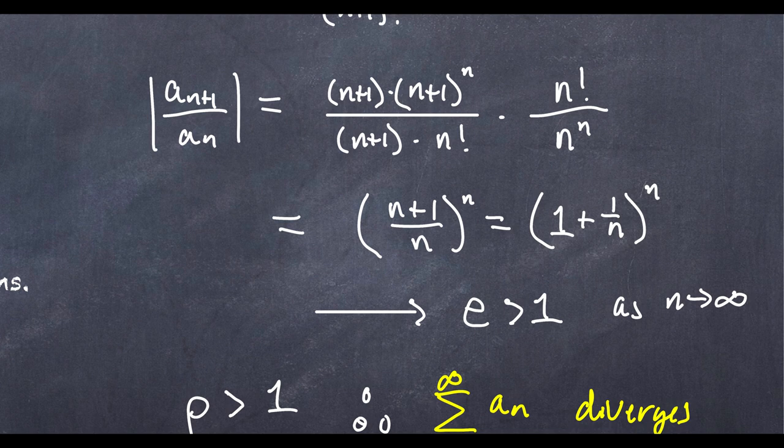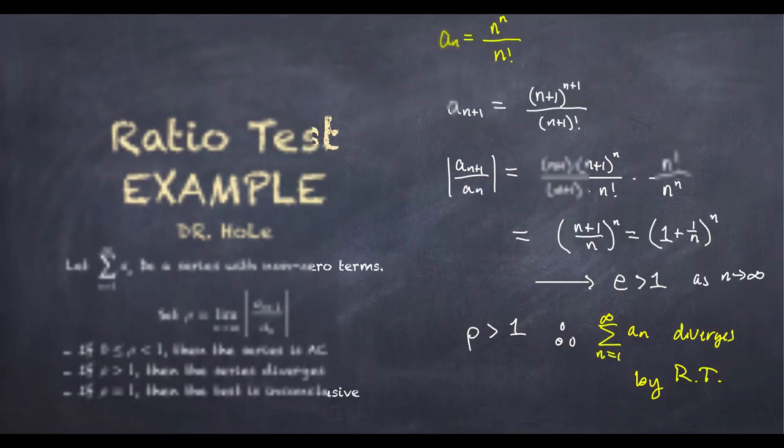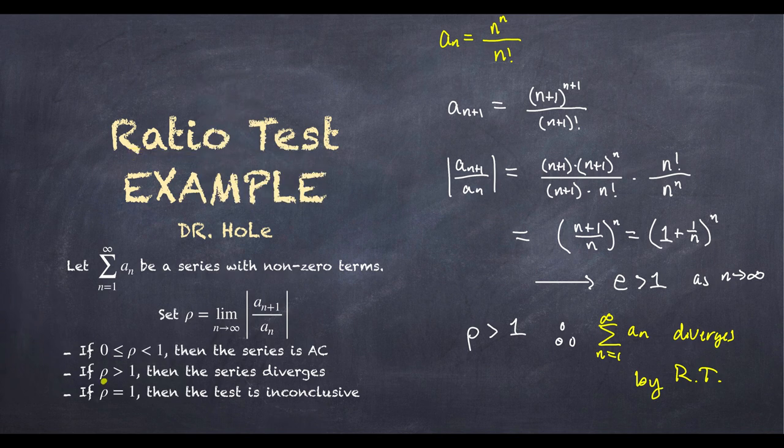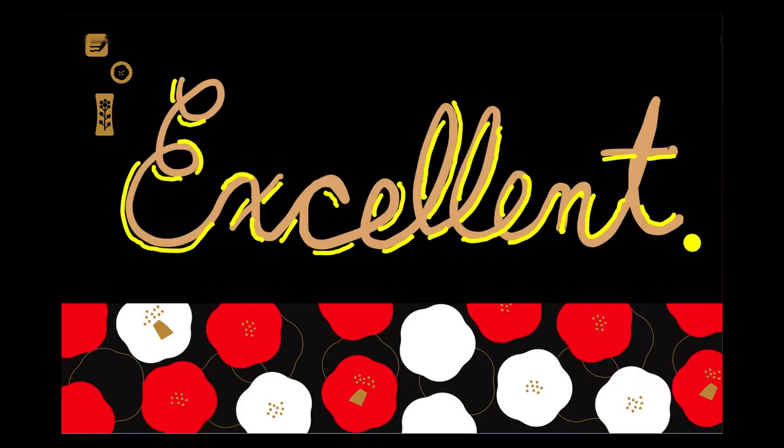How about that number e? Is e bigger than 1? Yes, it is. What's the meaning there? Well, remember, this rho is like a ratio, meaning the common ratio, the geometric. Bigger than 1 means that your series will diverge. So as we were noting, n copies of n in the top are going to outstrip n times n minus 1 times n minus 2, getting smaller in the bottom. Very nice. That was 3 examples of the ratio test. Excellent.